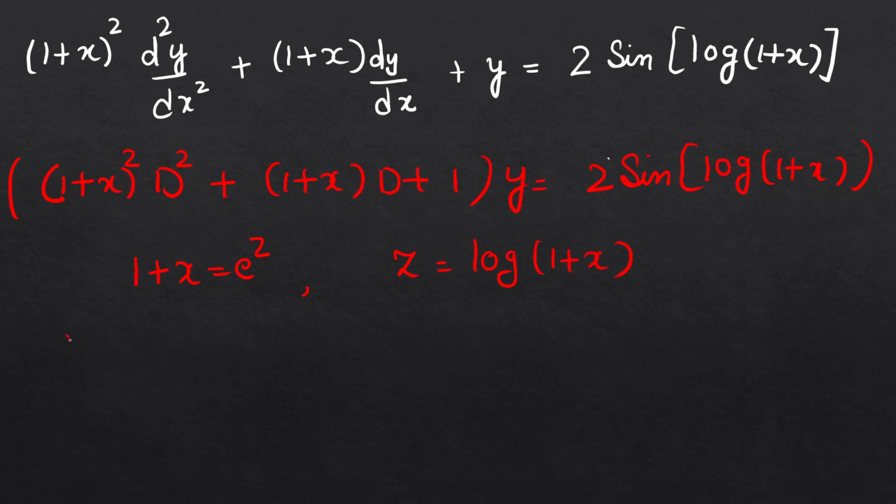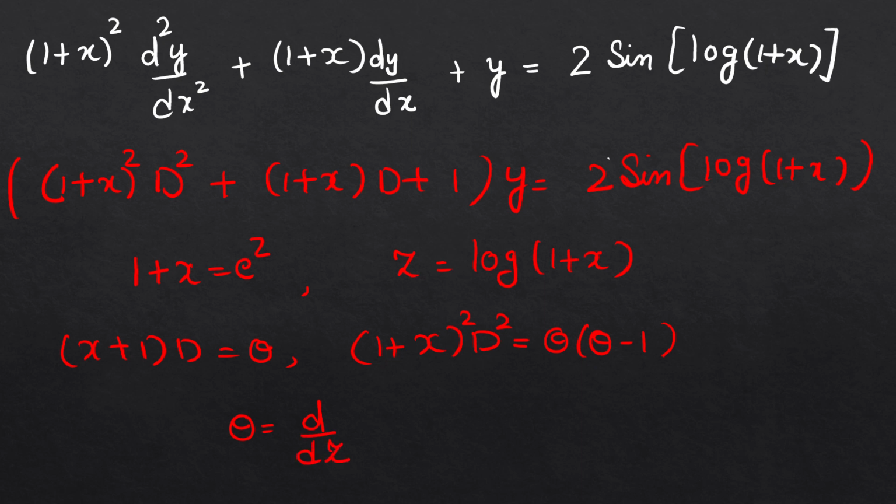As we know, (x plus 1) times D can be taken as theta, and (1 plus x) squared D squared can be taken as theta into (theta minus 1). Now what is theta? Theta is the differential operator, that is d by dz. Now we will substitute each and every value in our equation.